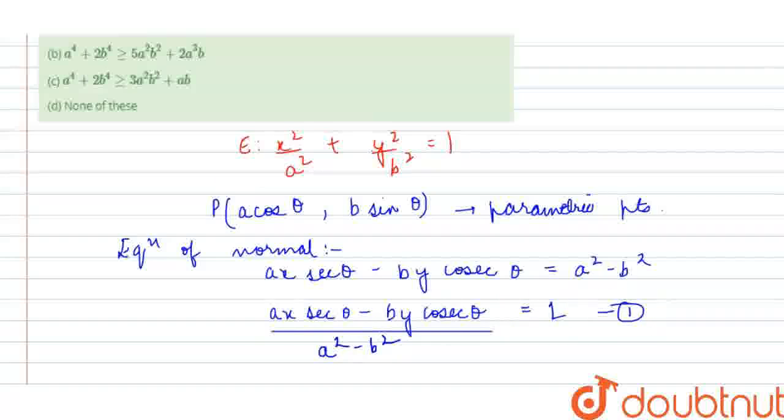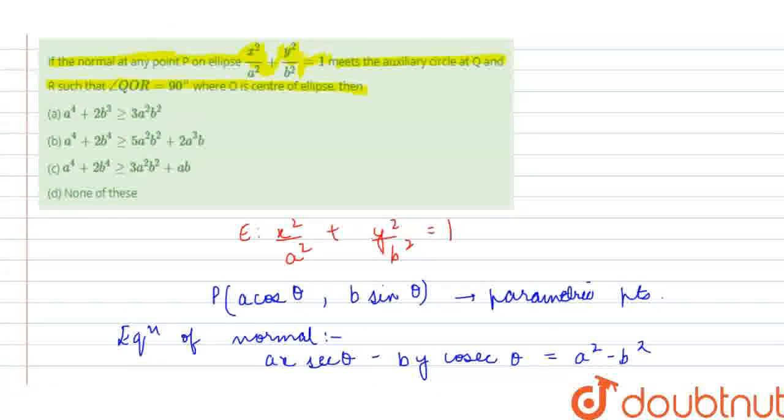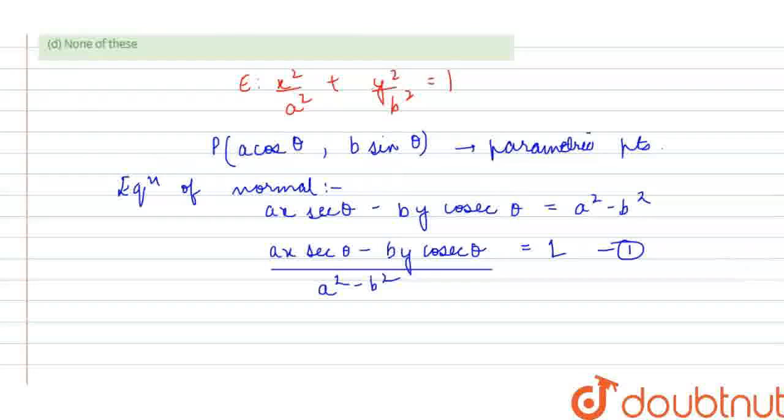Now proceeding further, it is also given that the normal at point P meets the auxiliary circle at Q. So I'm writing down the equation for the auxiliary circle. If this is the equation of the ellipse, then what would be the auxiliary circle? It would have the equation x square plus y square is equal to a square. I can write it as a square times 1 square. So I can use this first equation, and in place of 1, I can put this equation.